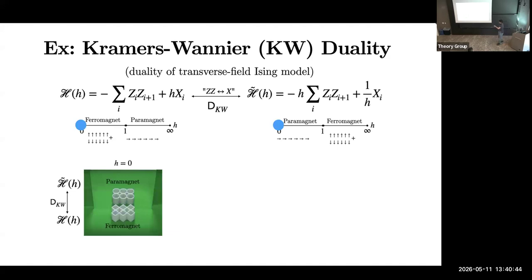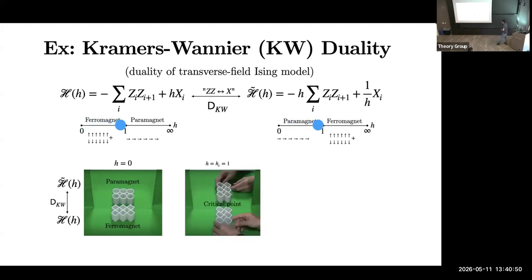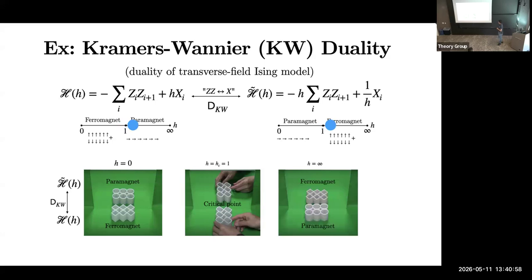So it is sort of like this picture where on one side we have the ferromagnet, and on the other side we have the paramagnet. They're related by this duality. You can tune it all the way to a critical point where both of the sides actually look the same. And once you get to the other side, the paramagnet and the ferromagnet are swapped.